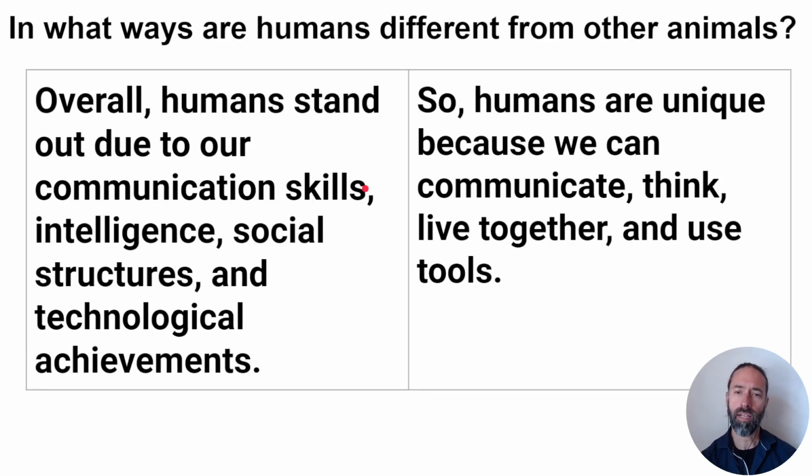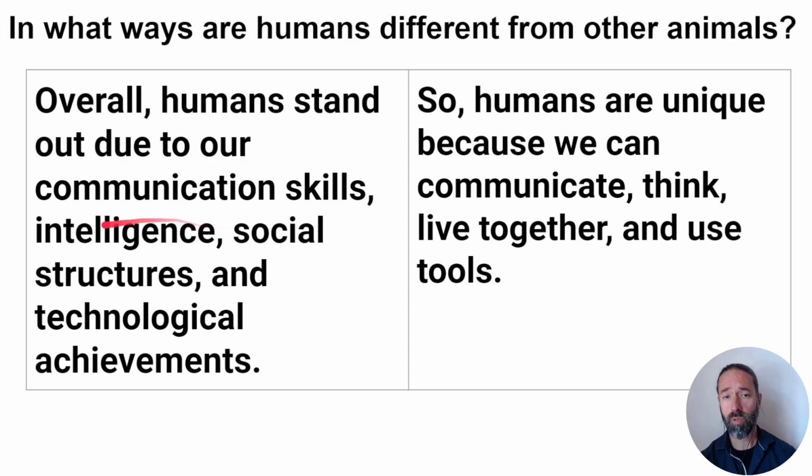And then again, this is kind of the last closure. So humans are unique because we can think. So overall, instead of using so, a different kind of linker, overall, humans are unique. Humans stand out. Why do we stand out? Due to our, again, a far more complex way of saying because, due to our communication skills, intelligence.